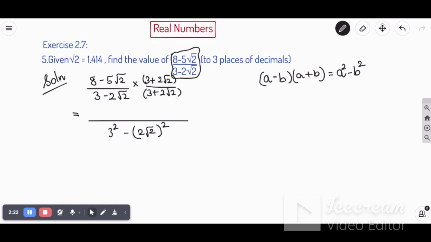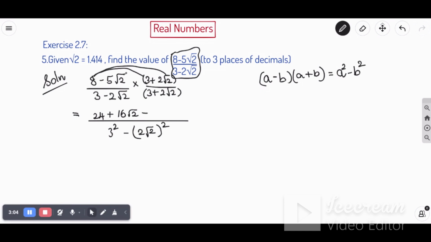Now we have to just multiply the numerator. Let's do 8 with 3 first, and next 8 with 2 root 2. What is 8 3s? 8 3s are 24. And then this is positive and this is positive, no worries, just put the positive symbol. 8 into 2, 8 2s are 16 root 2. Now you are done with your 8. Now you have got your negative sign over here, so first put the negative sign. Here it is positive, so negative into positive is negative.